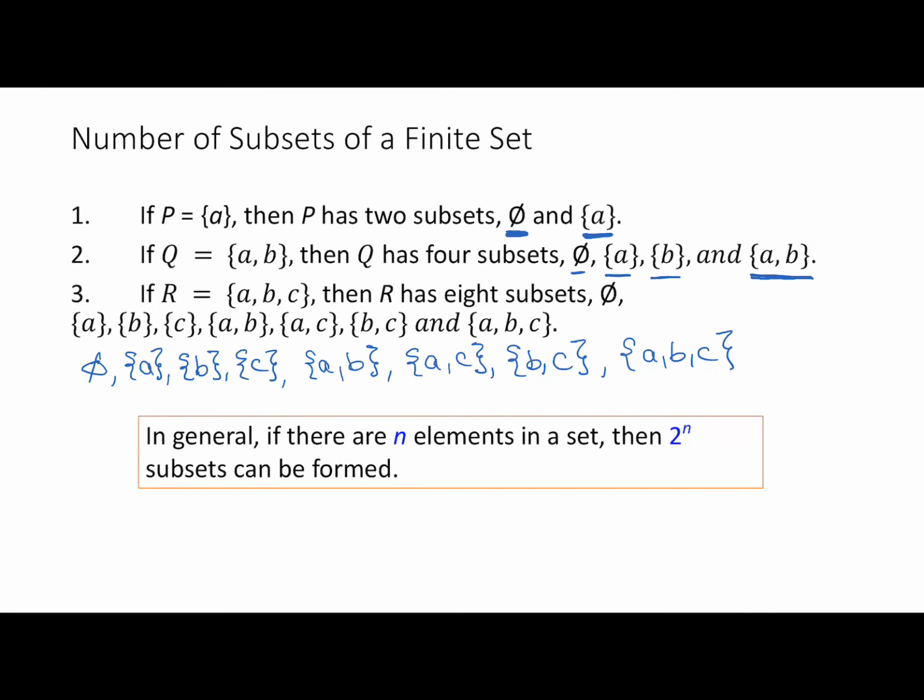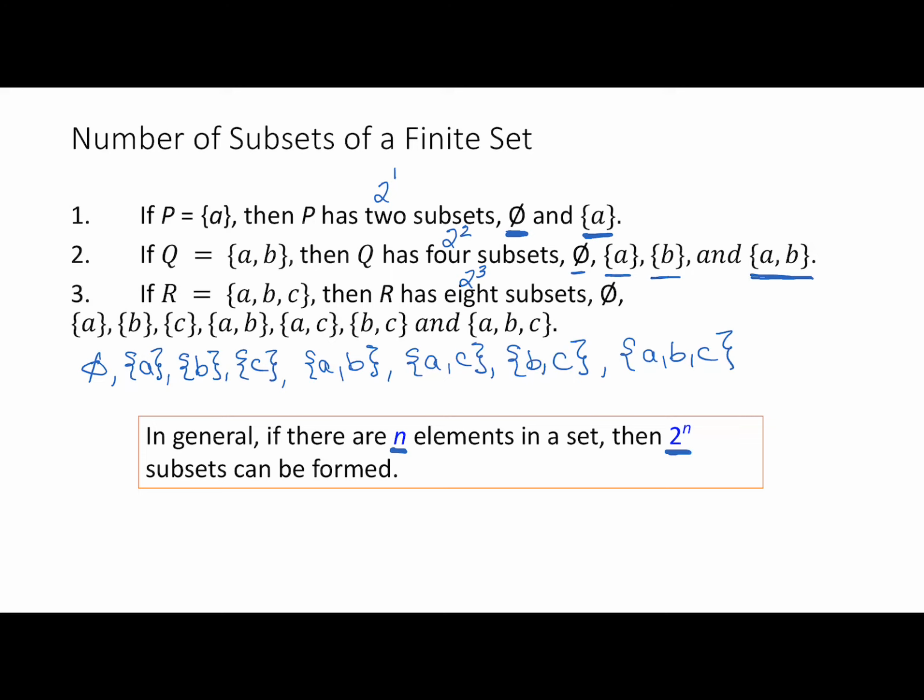So the question is, do you see a pattern? Well, these are powers of 2, right? So I have 2, which is 2 to the 1. 4 subsets here is 2 squared, and 8 subsets is 2 cubed. And in general, if I have n elements in my set, then it's going to have 2 to the n subsets.